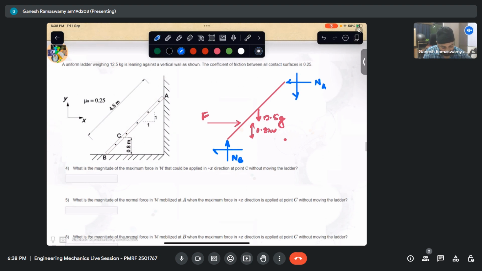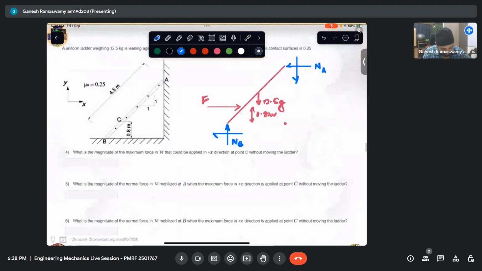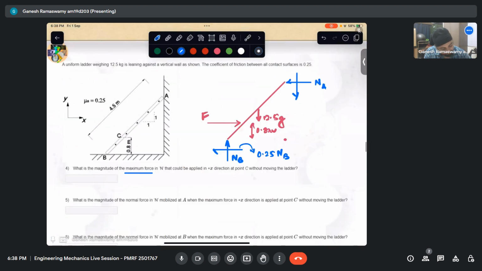Now we have been told what is the maximum force. So we are looking at the limiting condition naturally, in which case all the friction mobilized is reaching its maximum. So this will be mu s, which is 0.25. This will be 0.25 NB, and this comes out to be 0.25 Na, because mu s is 0.25.